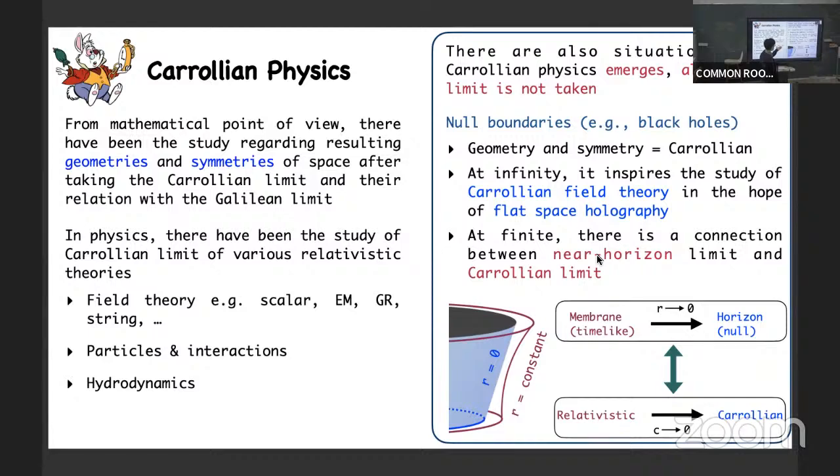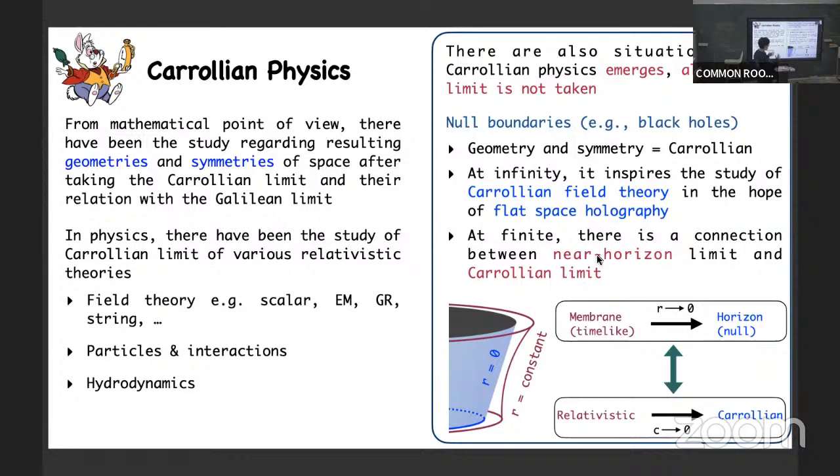And the reason that we have this kind of emergence of Carrollian physics is that the geometry and the symmetry of the null body is in fact Carrollian geometry and Carrollian symmetry. And at null infinity, this inspired the study of Carrollian field theory in the hope of understanding more about holography in flat space-time, in the same spirit as AdS/CFT holography.